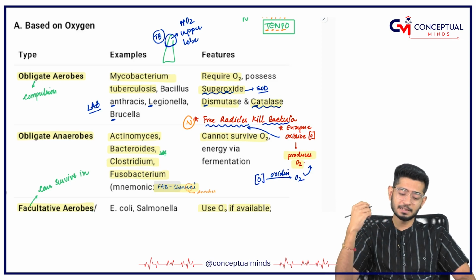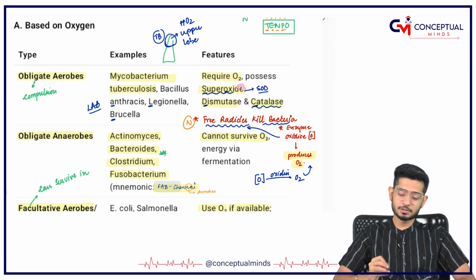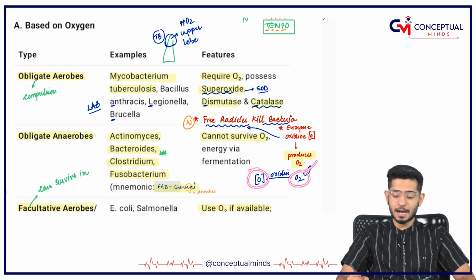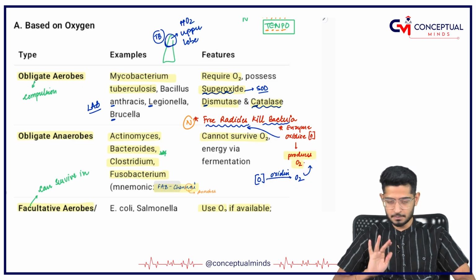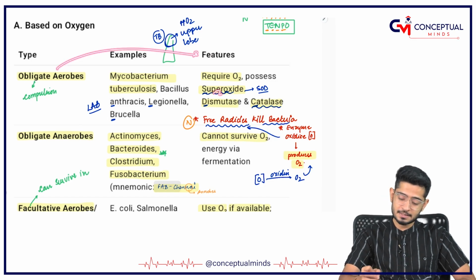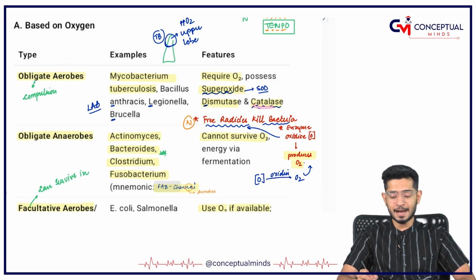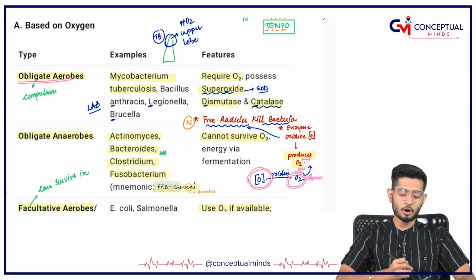So what did bacteria do? Bacteria started producing superoxide dismutase and catalase. These two enzymes converted this free radical to oxygen, and this byproduct oxygen was being used by the obligate aerobe. I am repeating, normally free radicals used to kill the bacteria, so bacteria synthesized superoxide dismutase and catalase, which in the end converted this free radical to oxygen, and this oxygen was being used by obligate aerobe.